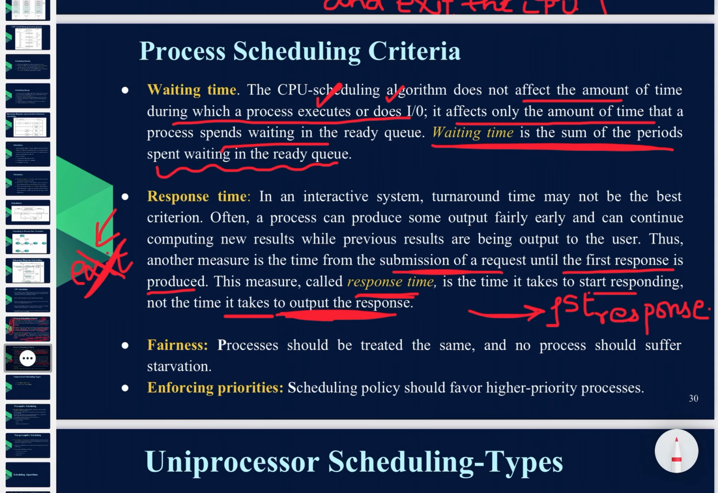Fairness. Processes should be treated the same and no process should suffer starvation. So no process should suffer starvation.